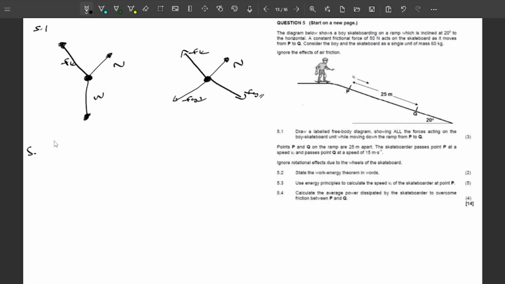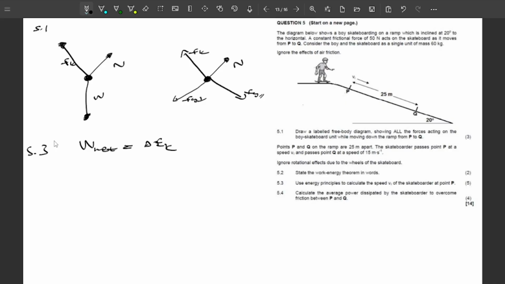Moving to 5.3. They say use energy principles to calculate the v initial of the skateboarder at point P. To do that, as I say in all of my videos, the examiner is romantic. If he or she asks you to define a certain term, that term is the one that you're going to apply. And in this instance, he or she said work energy theorem. Now, I know that net work is equal to the change in kinetic energy. So now I can start to deal with this.